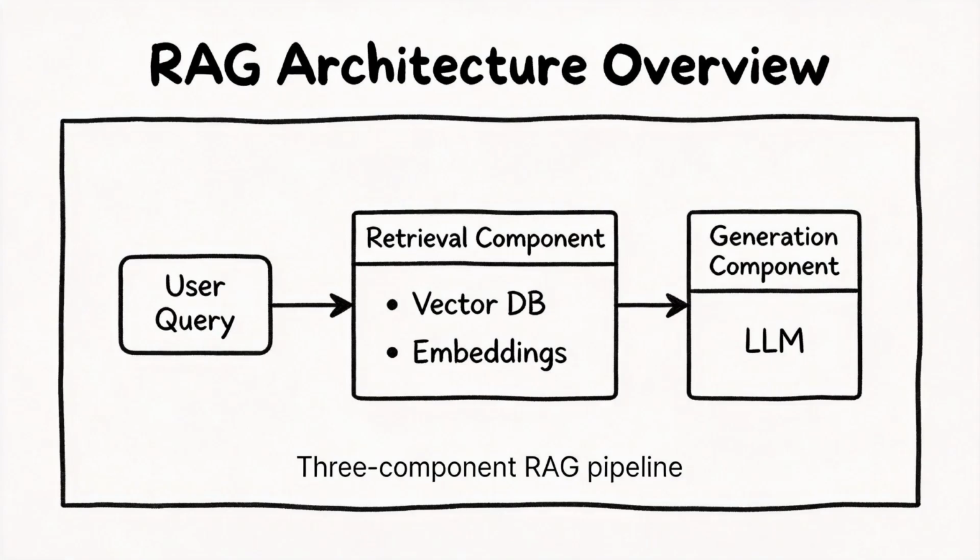The RAG system has three main parts. First, the user asks a question. That query goes into the retrieval component, which uses an embedding model to convert it into a vector. This vector is then used to search a vector database storing pre-embedded documents. The top matching documents are retrieved. Finally, those documents, along with the original question, are fed into the large language model, which generates a grounded, context-aware answer. This modular design keeps retrieval and generation separate yet tightly integrated.